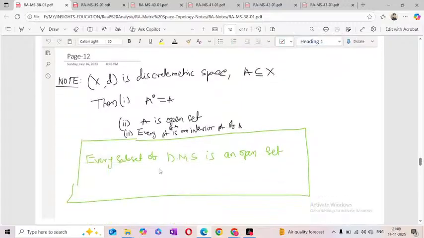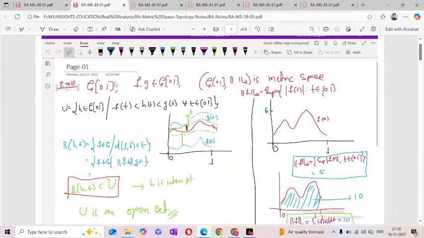That means every subset of a discrete metric space is always open, whether that is a singleton set, a closed interval, an open interval, or semi-closed or semi-open. Every subset of a discrete metric space must be an open set. That is the previous. Now we'll take one more example.